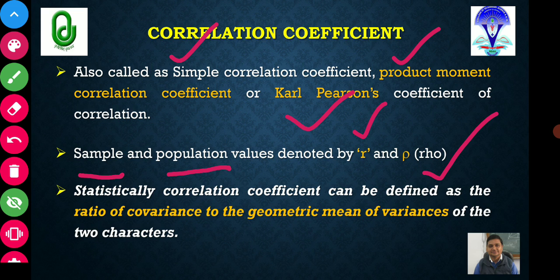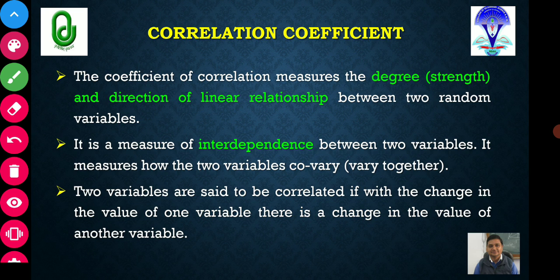Now statistically, the correlation coefficient can be defined as a ratio of covariance. This is the statistical definition, and with the help of this definition the formula of correlation coefficient is derived. It is the ratio of covariance. Co means together, and variance we have already studied. It is the ratio of covariance to the geometric mean of the variances. We know about the geometric mean. So it is the ratio of the covariance of two variables and the geometric mean of the variances of the two variables. If you see the formula, it will be clearer to you. Okay, we will see the formula in the later slides.